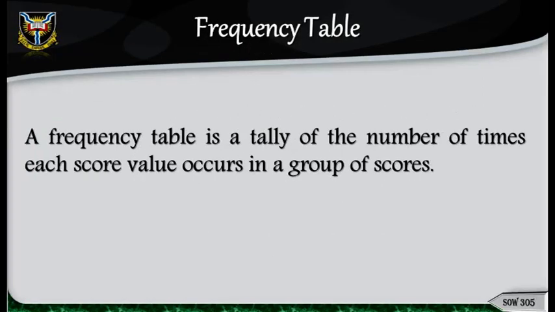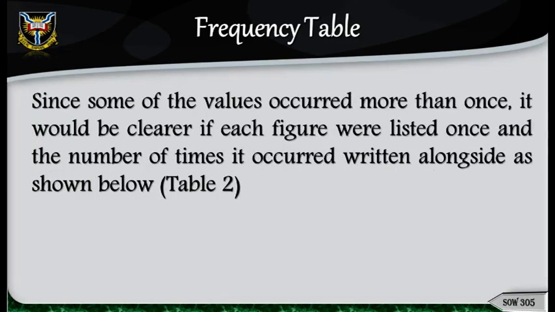Frequency table. A frequency table is a tally of the number of times each score value occurs in a group of scores. Therefore, the first step to be taken in making the raw data more meaningful is to relist the figures in order of size, that is, rearrange them so that they run from the lowest to the highest. Such a list of figures is called an array. Since some of the values occurred more than once, it will be clearer if each figure is listed once and the number of times it occurred written alongside, as shown below.